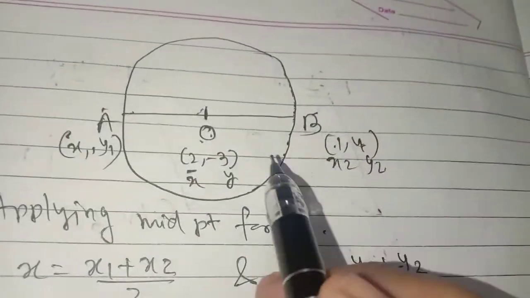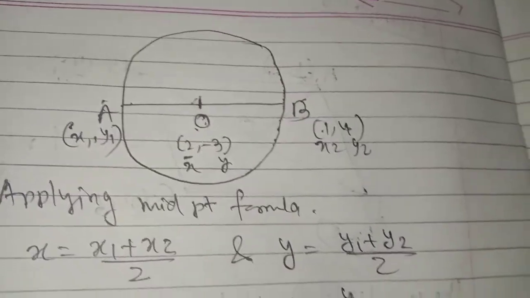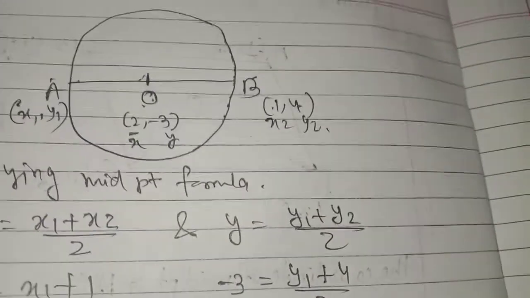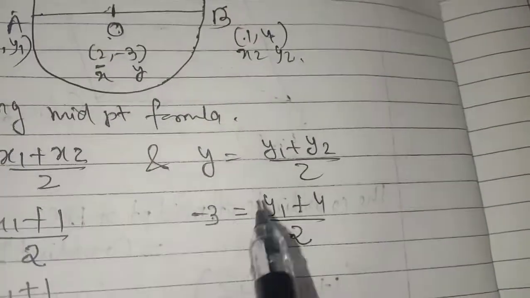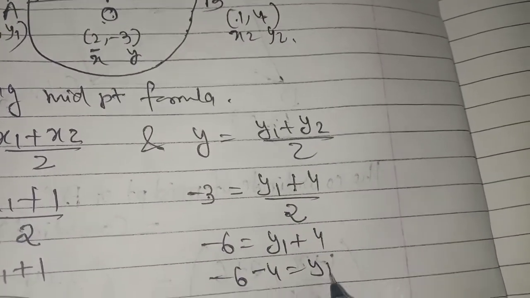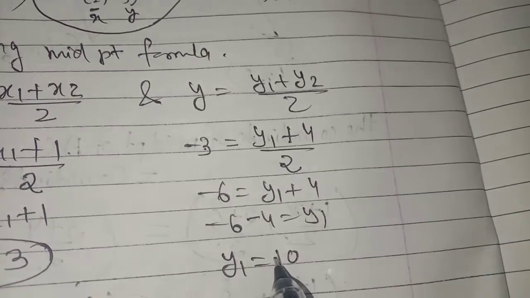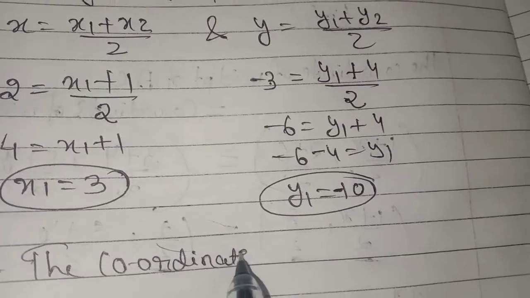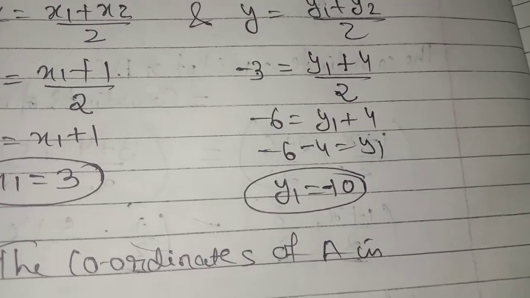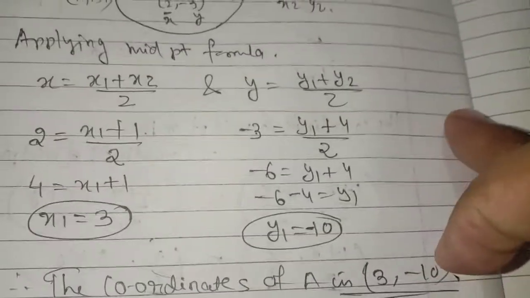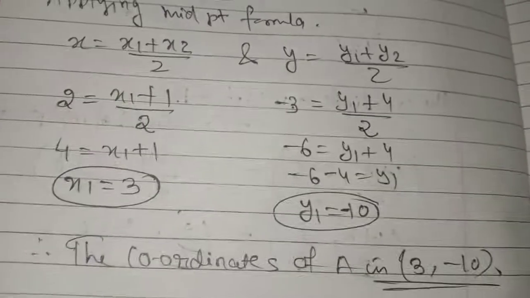And here it is y. Y is given as minus 3 is equal to y1 plus, what is the value of y2? Can you see here? 4, upon 2. So 2 threes are 6. Minus 6 is equal to y1 plus 4. Minus 4 is equal to y1. So y1 is equal to minus 10. Clear? So therefore the coordinates of A are (3, minus 10). Okay. See how simply we are doing it. So in this way we can solve the numerical.